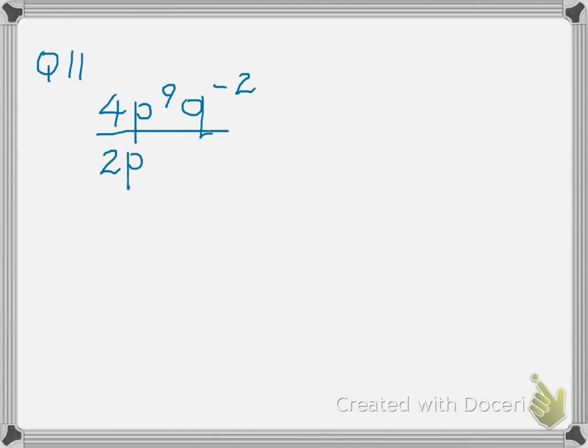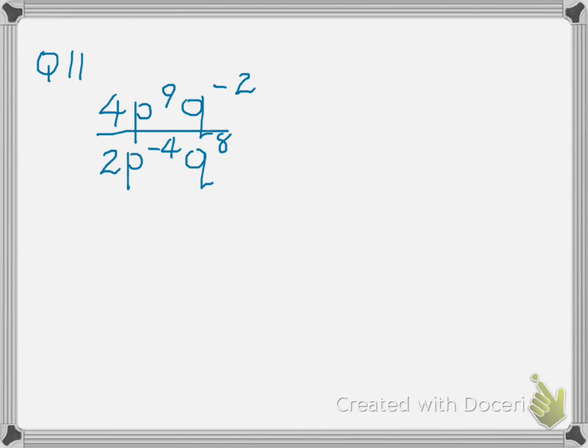One more problem. This is question number 11. 4 times p raised to the power of 9 times q raised to the power of negative 2 over 2 times p to the negative 4 times q to the power of 8. Okay, so we have negative exponents and we have like bases, p and q, and we're dividing those like bases, so we know we're going to apply the quotient rule.